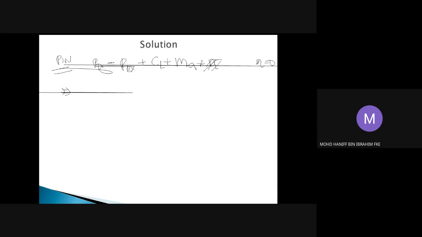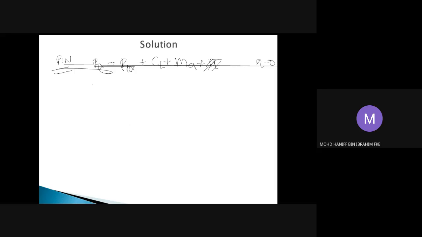Really disturbing, not sure why. Really disturbing, this line. Okay, please be patient.